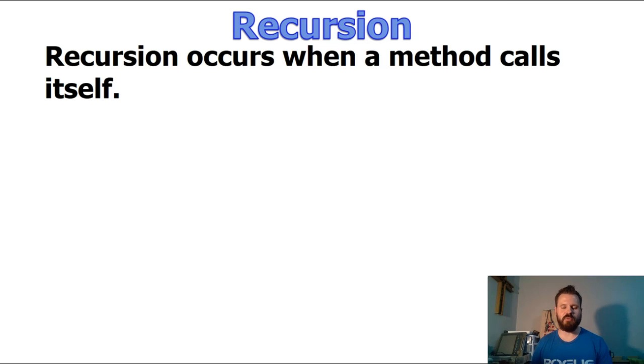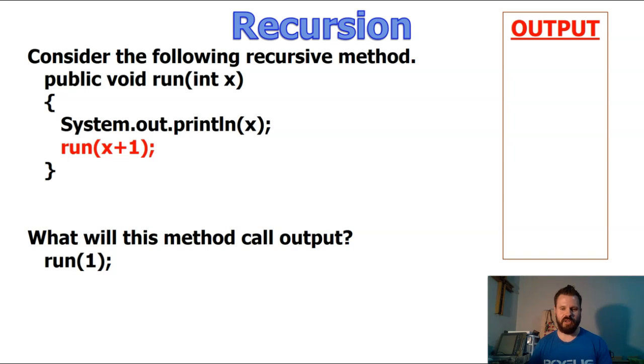I'm going to say that recursion occurs when a method calls itself, as in the code within a method refers to the method that it's in. So recursion is when a method calls itself. Let's take a look at a bad example of recursion. Consider the following recursive method.